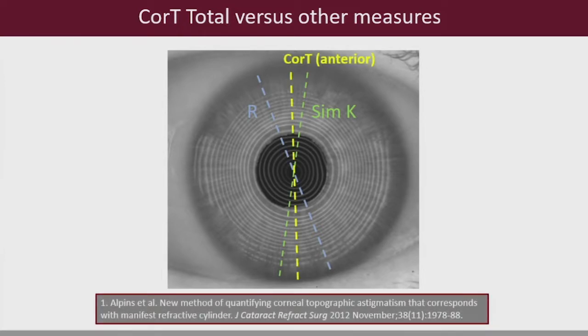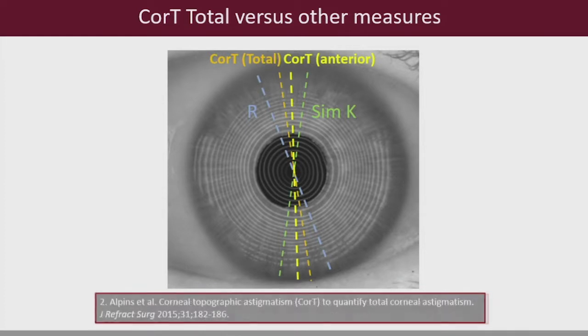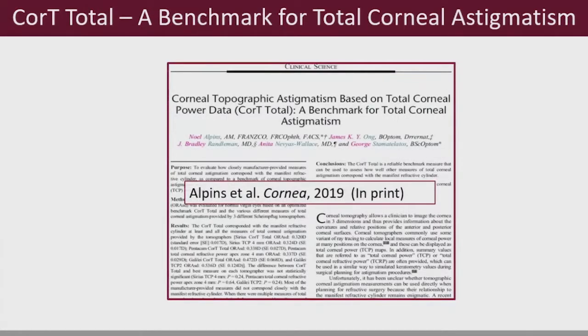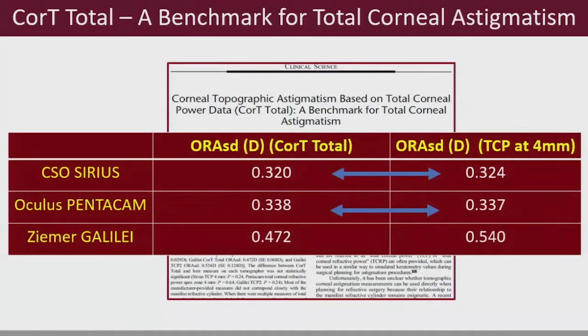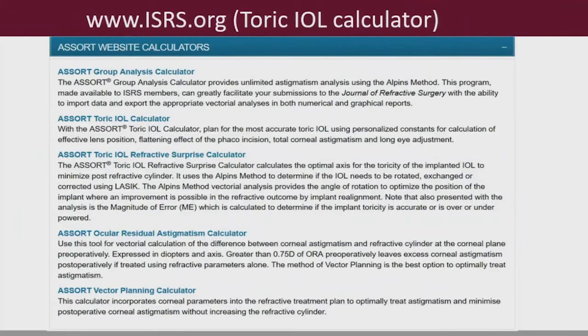So in 2012, we published in the JCRS Corneal Topographic Astigmatism, or CorT anterior, looking at the anterior only, and that was closer than SIMK and all the automated keratometry values. And then in 2015, when we published in the JRS the CorT total, it was even closer again. So this year we're going to have, in the next month or two, this is the galley proof, an article where we compared CorT total to 3 of the major topographers. And really, when you look at them all, the benchmark is the CorT, which is closest to the best of two of them and better than the third.